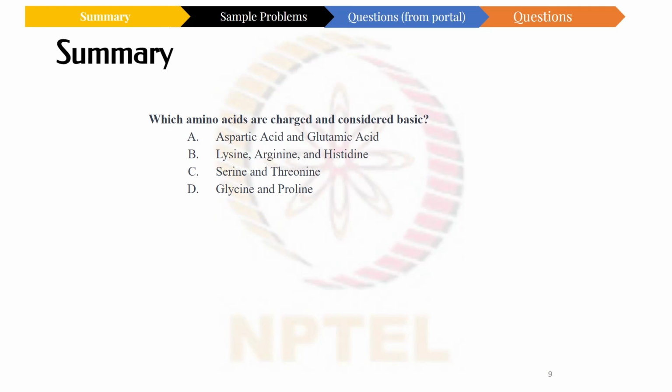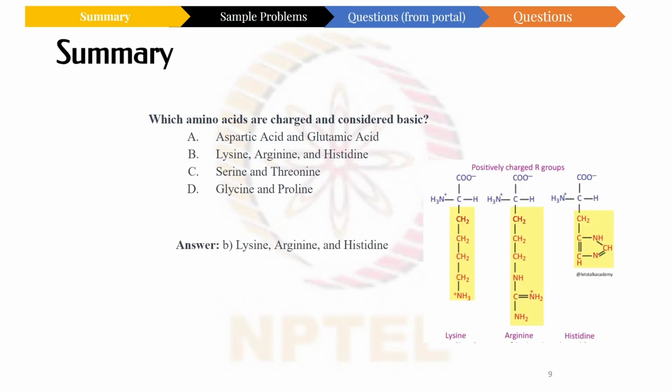The charged amino acids are generally classified if we have charge on their side chain. So here, basic amino acids, or in turn we can say positively charged amino acids, such as lysine, arginine and histidine. They contain the positive charge in their side chain, hence they are considered basic amino acids. Further, we have one more category of negatively charged amino acids, such as aspartic acid and glutamic acid.